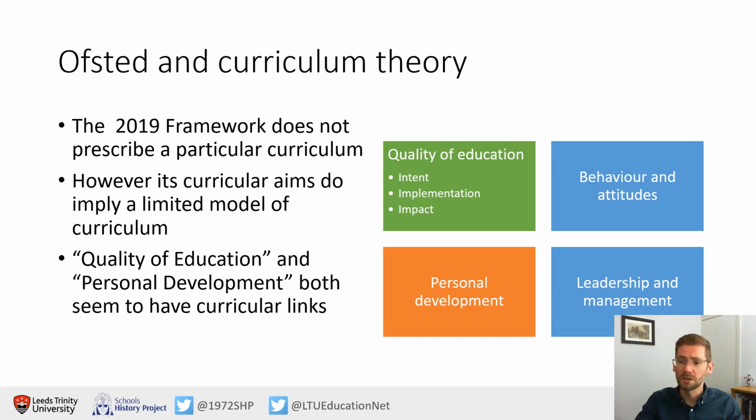So we've already looked at the Ofsted framework in one of the previous sessions. We know we've got these four big areas: quality of education, behaviour, leadership, personal development. And we know that quality of education is split into intent or aims, implementation and impact.